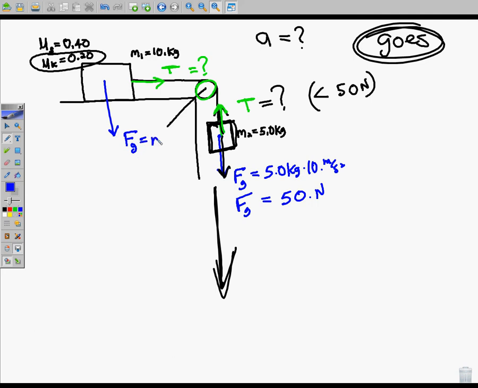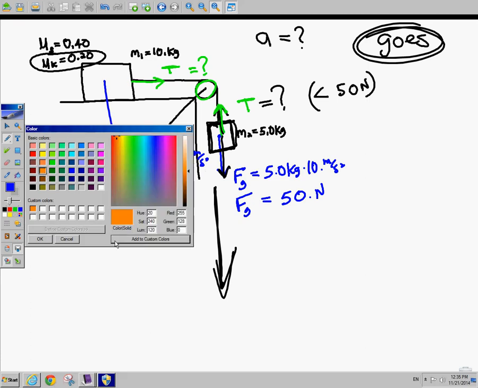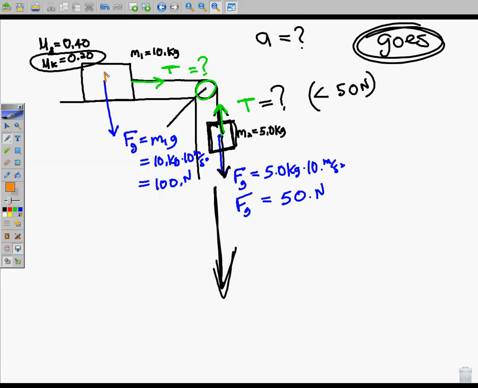And we have the same over here, we have the weight force pulling it down. Fg equals m1g equals, we already figured this out, 10 kilograms times 10 meters per second squared. So that's 100 newtons. And we know the normal force is still going to be 100 newtons just like before. So it'd be 50 minus 40.